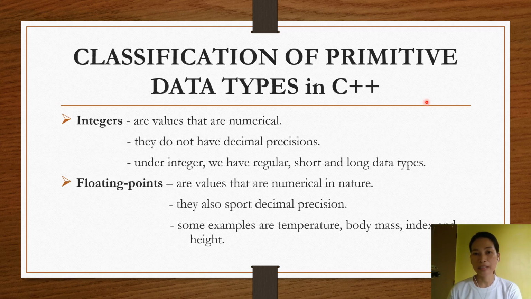Classification of primitive data types in C++. So we have integers. They are values that are numerical. They do not have decimal precisions. Under integer, we have regular, short, and long data types. Next is floating points. They are values that are numerical also in nature. They also support decimal precision. Some examples are temperature, body mass index, and height.